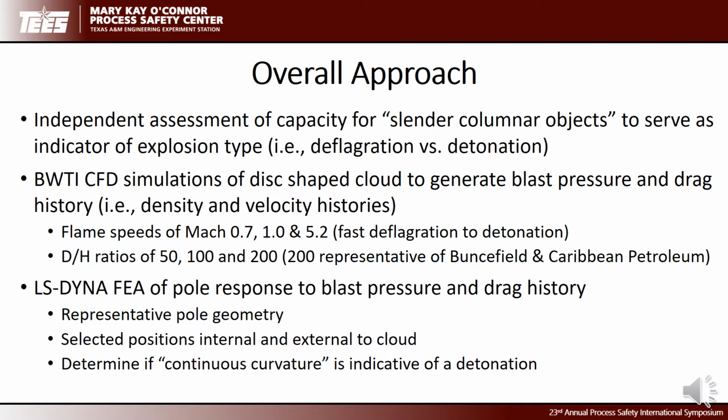Drag histories, density and velocity histories. And we looked at that from flame speeds of Mach 0.7 up to Mach 5.2. So a relatively fast deflagration all the way up to a detonation. And we looked at cloud diameter to height ratios of 50, 100, and 200. 200 would be fairly representative of what was present at the Buncefield and Caribbean Petroleum accidental vapor cloud explosions.